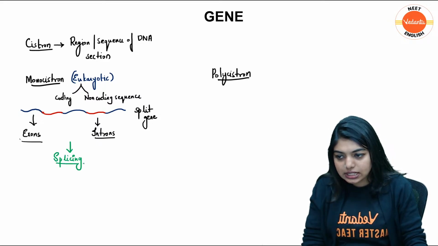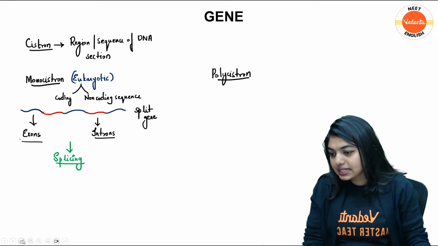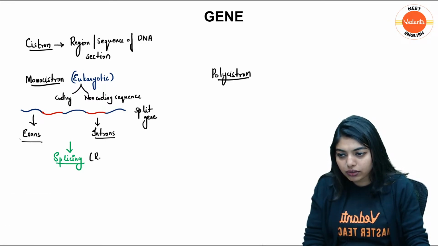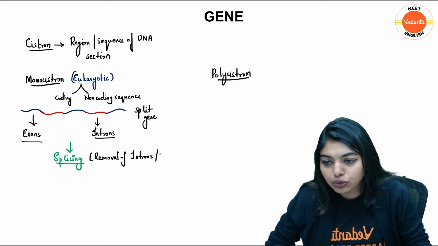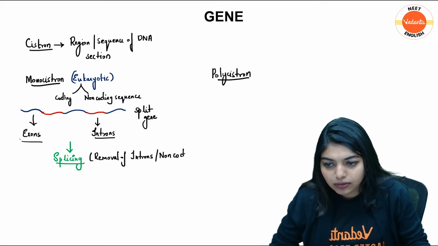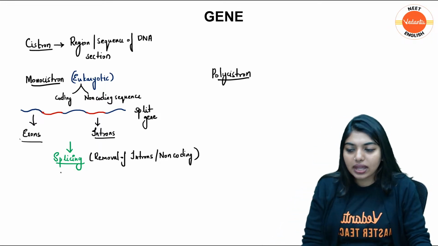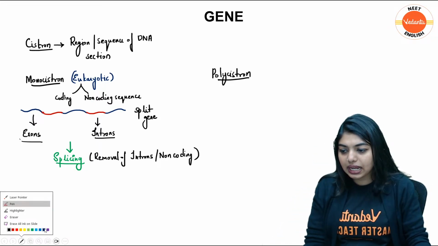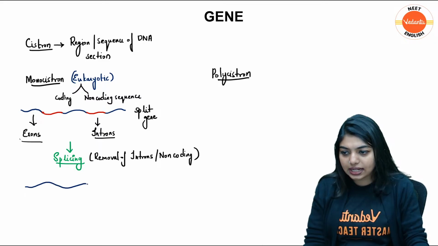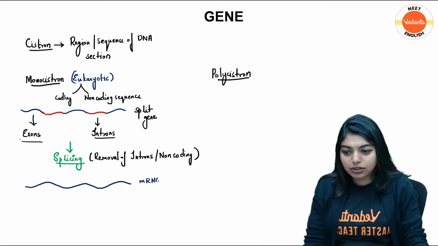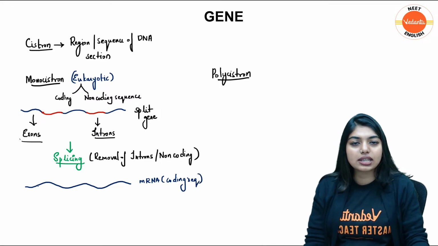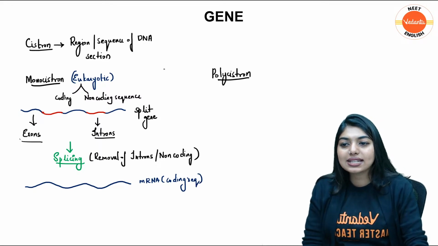Splicing is the process by which we do removal of introns. In simple words, you can say removal of introns, or removal of non-coding sequences. So with the help of splicing, we will be able to form an mRNA with only exons, that means mRNA with only coding sequences. This process is called RNA processing.